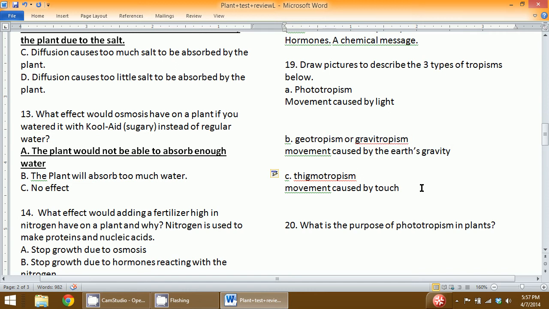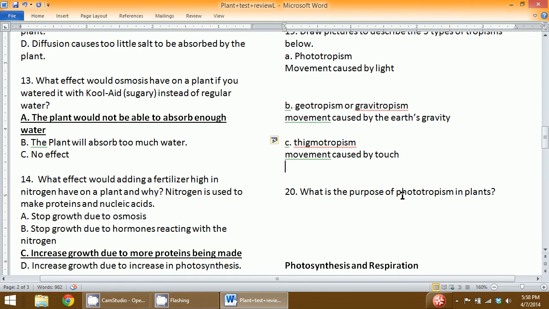Thigmotropism is movement caused by touch. And so we saw that with the Venus flytrap. We saw that with the catching claw cat creeper, or something like that. In the video, we've seen vines that whenever they touch a surface, know to grab onto that surface through various means. And so that is caused by touch.